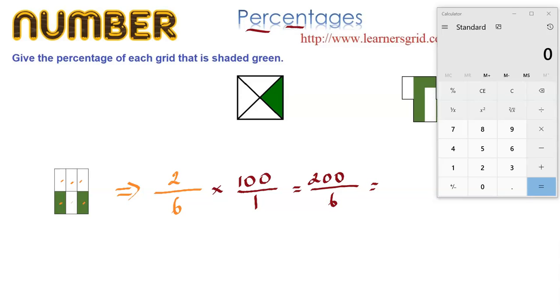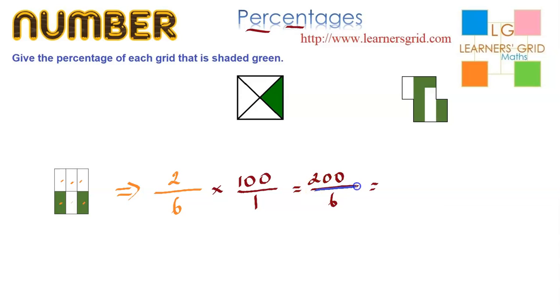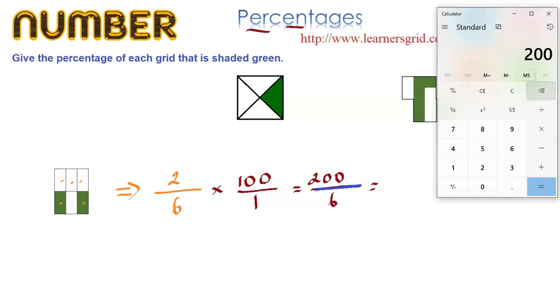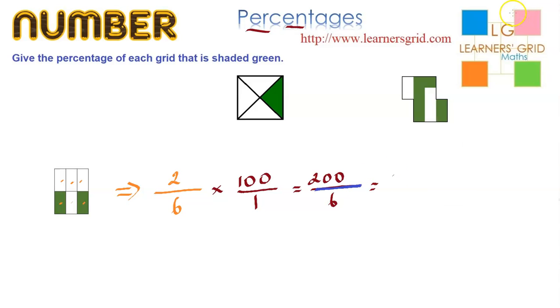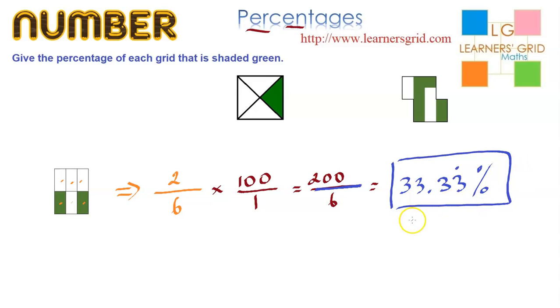So at this point I'm going to use my calculator, and 200, and this fraction bar right here means divided by. So it's 200 divided by 6. And the answer here is 33.333, 33.33 recurring percent. And that would be correct. I can round it off if you like to 33.3 recurring percent. And either is fine. Okay, so that's that one.